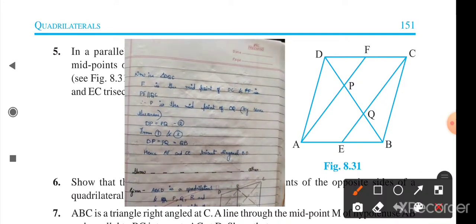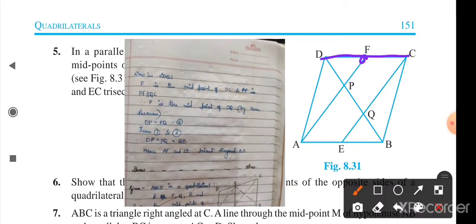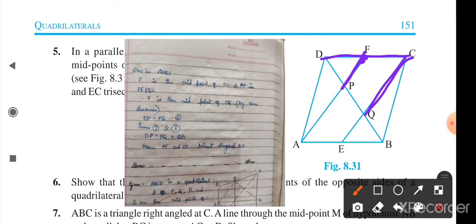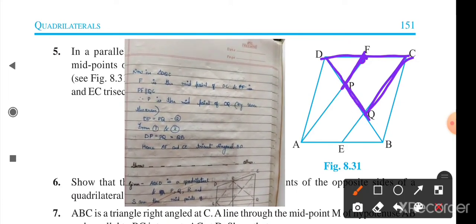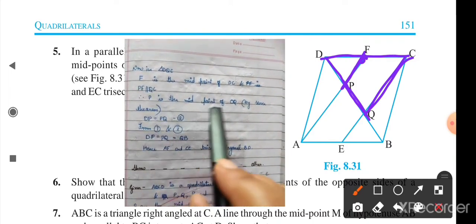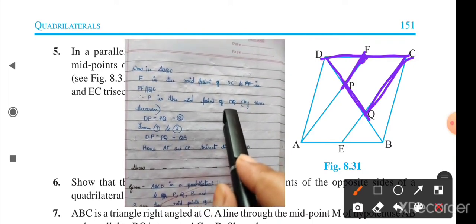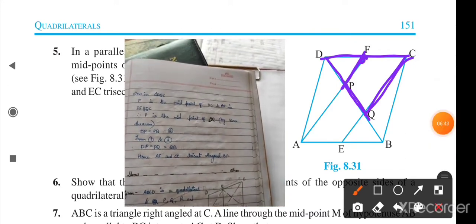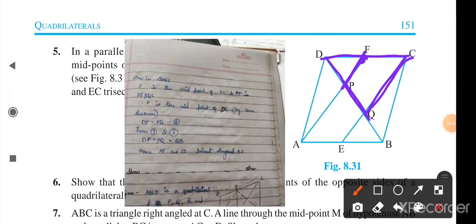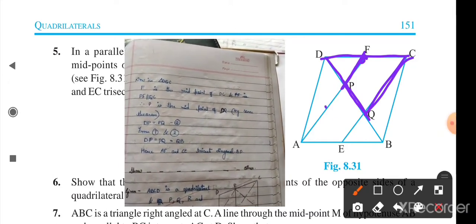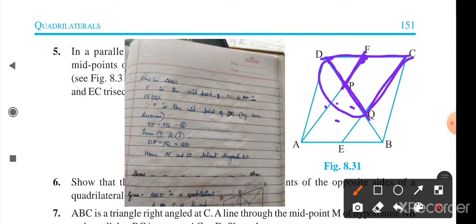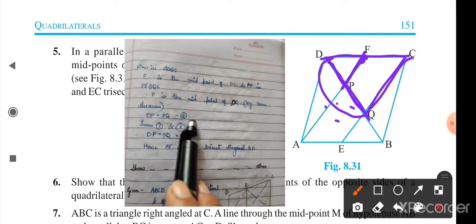So you can say that if F is the midpoint of DC and FP is parallel to CQ, as I have written here, then P will also be the midpoint of DQ. It's not CQ, it's DQ. You can see that in this figure also. It's DQ. P is the midpoint of DQ. So you can say that DP is equal to PQ, as I have written here. DP is equal to PQ.